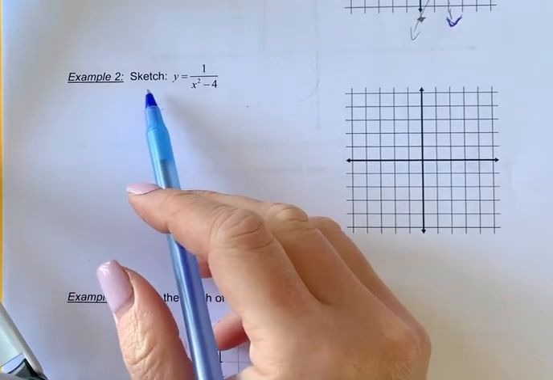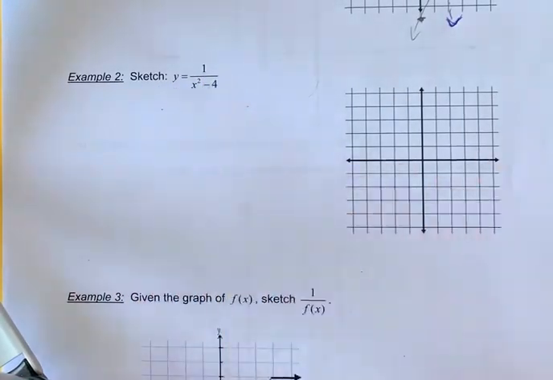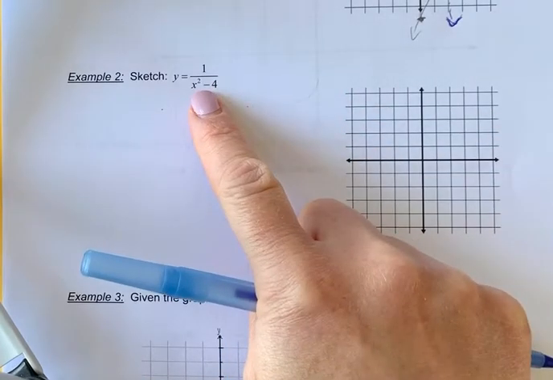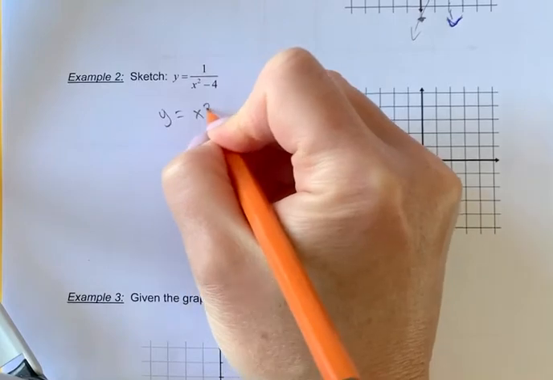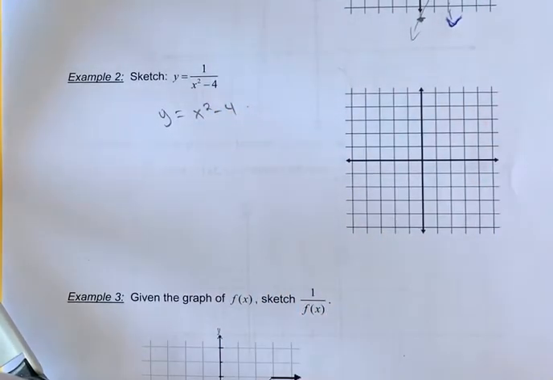Example 2. Sketch y equals 1 over x squared minus 4. First, I'm going to graph y equals x squared minus 4, so then I can apply those rules about reciprocal functions to that original graph. I'm going to do that in pencil. That's not going to be my final answer.